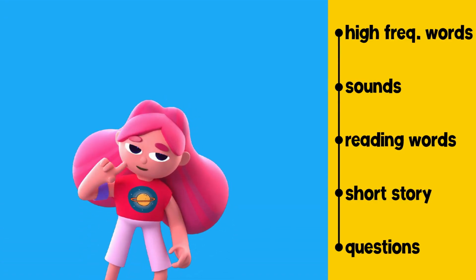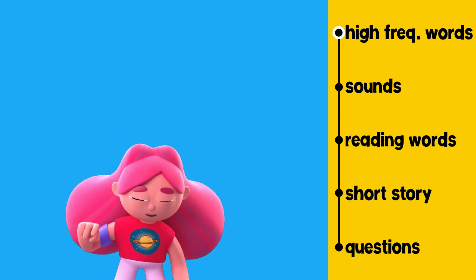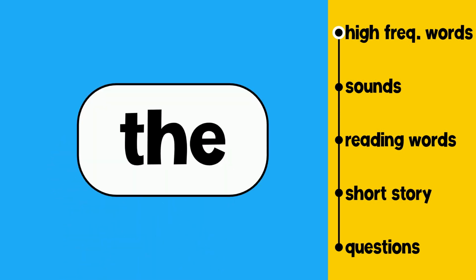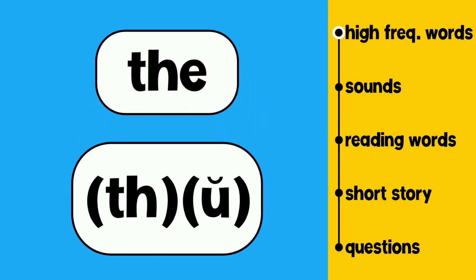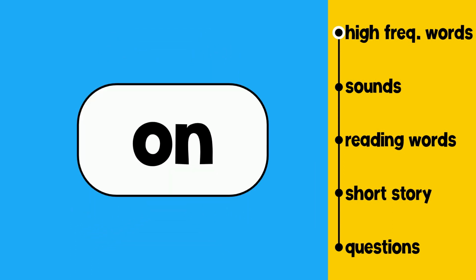First up, we'll go over the high-frequency words in today's story. There are two. The first one is the. The. The looks like this, but it sounds like this. The. Our second high-frequency word is on. On.